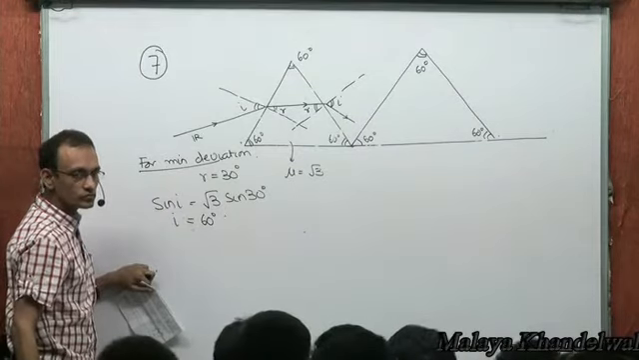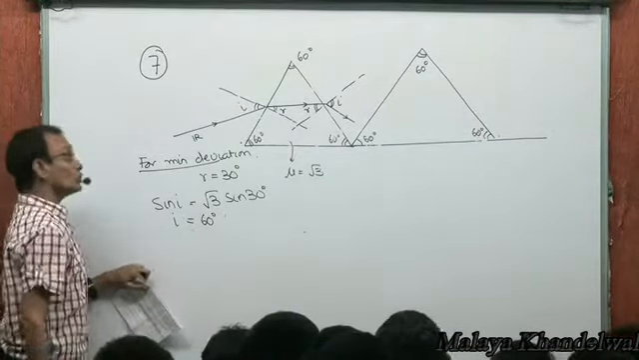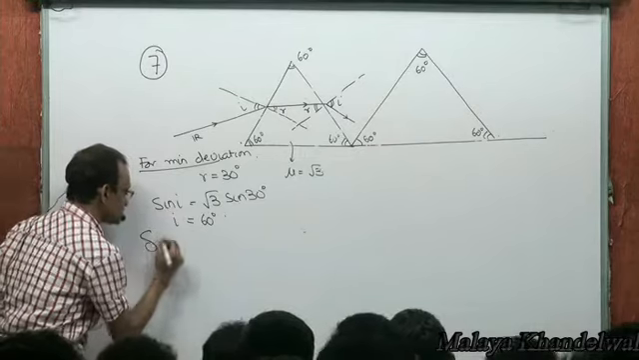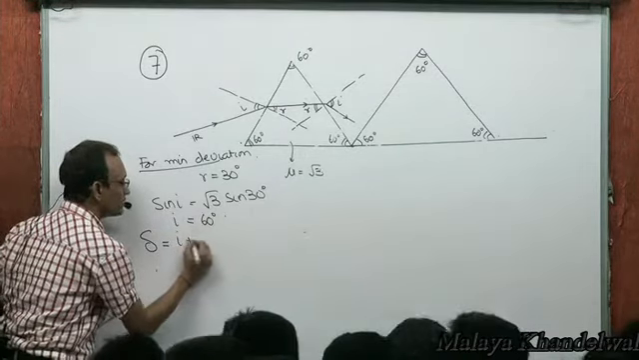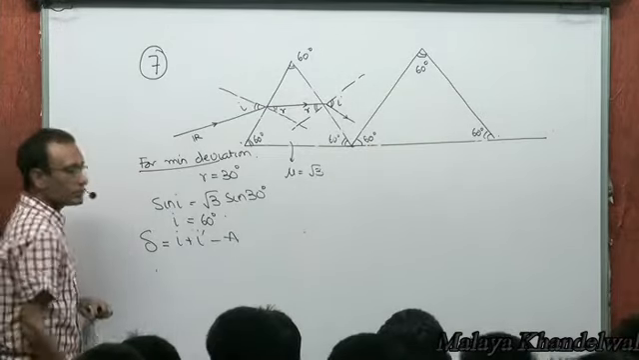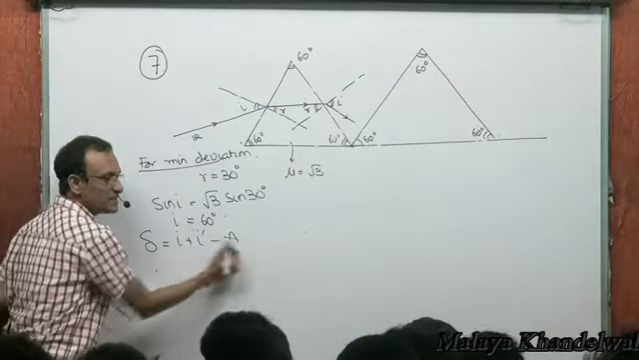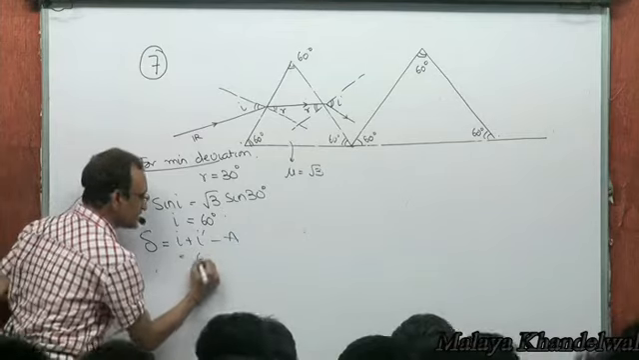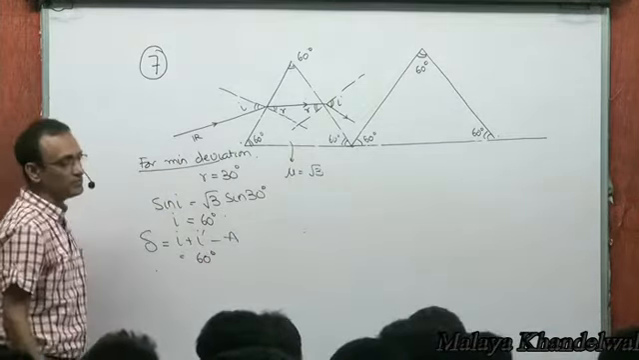Yes or no? Right? Now, the deviation produced by this prism is going to be I plus I prime minus the angle of the prism. I and I prime are 60 degrees. A is also 60 degrees. So this is 60 degrees. Is the deviation produced by the prism, right?